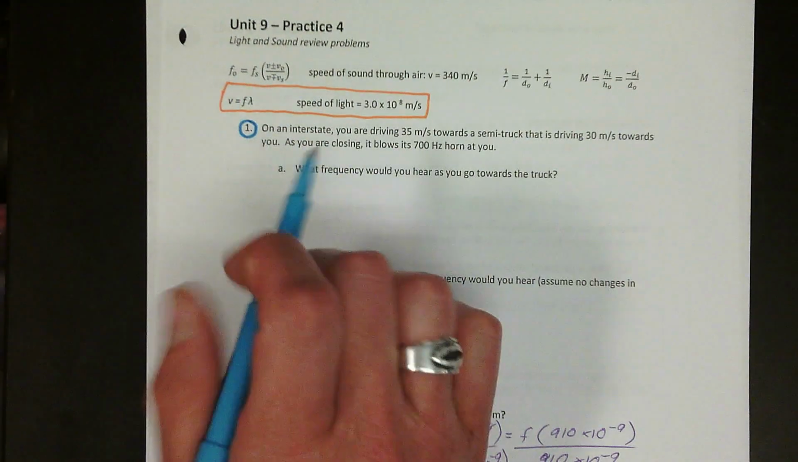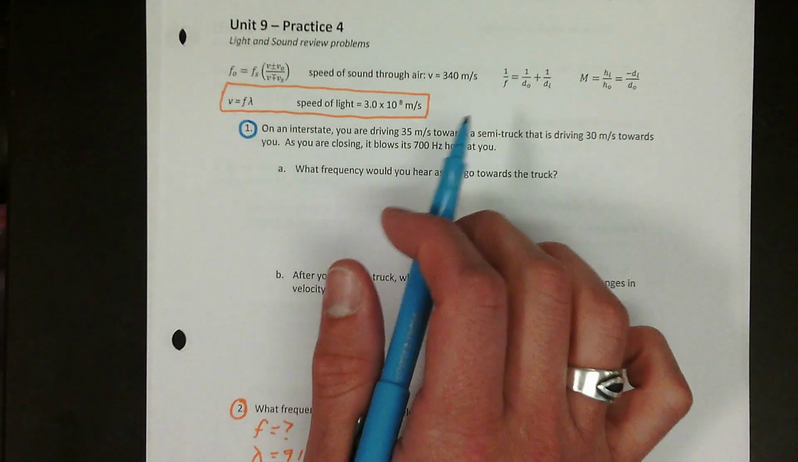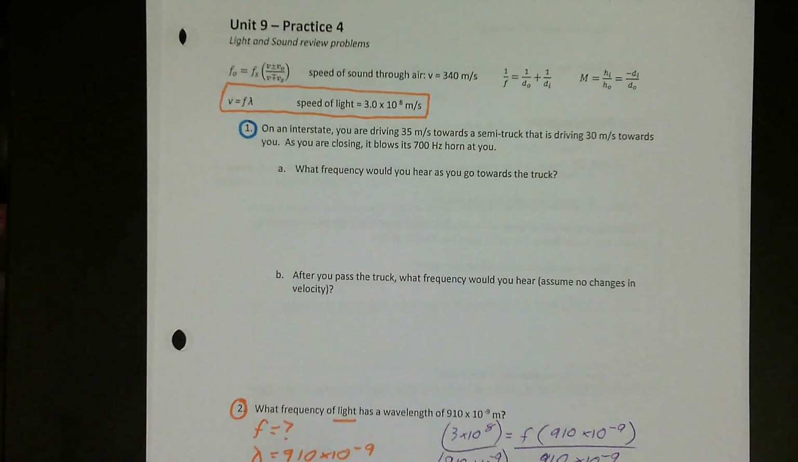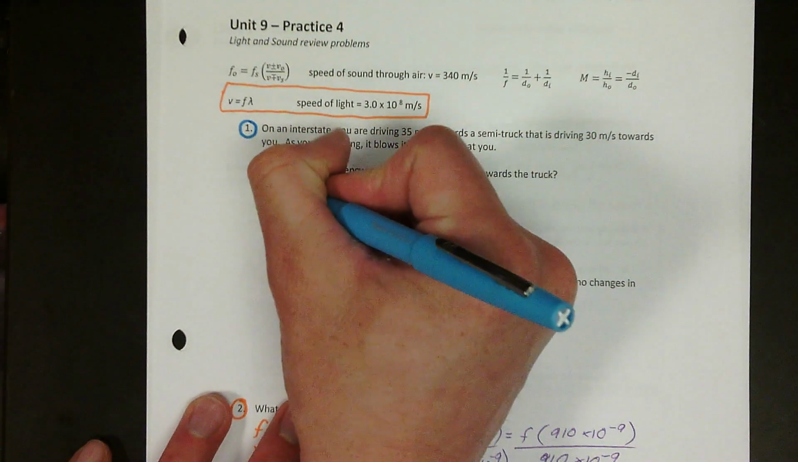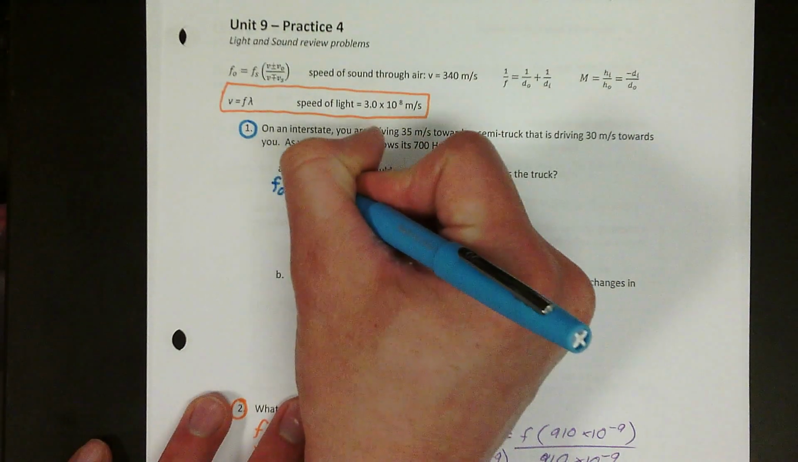So on the interstate, you're driving 35 meters per second, and a semi-truck is driving 30 meters per second towards you. As you are closing, it blows its 70 hertz horn at you. So A, what frequency would you hear as you go towards the truck? So what frequency would you hear?